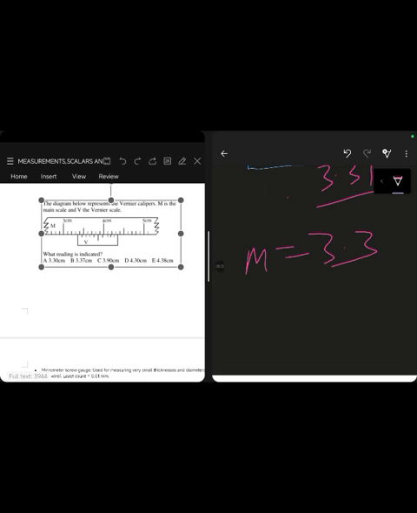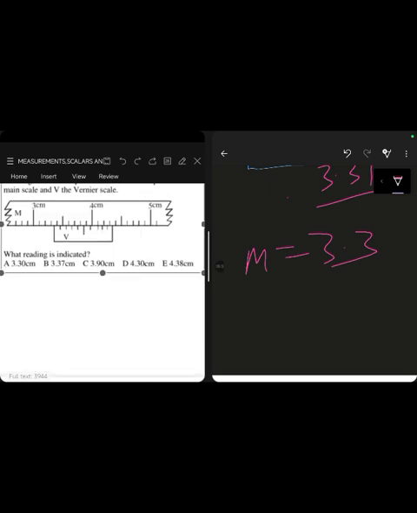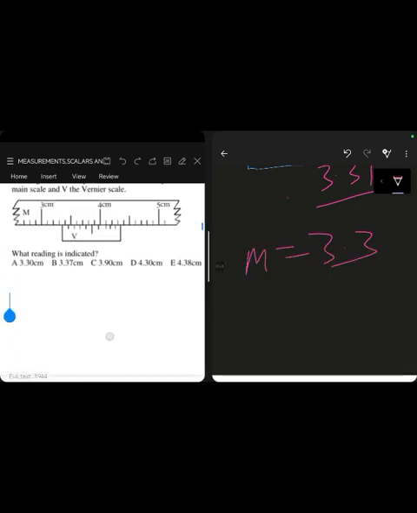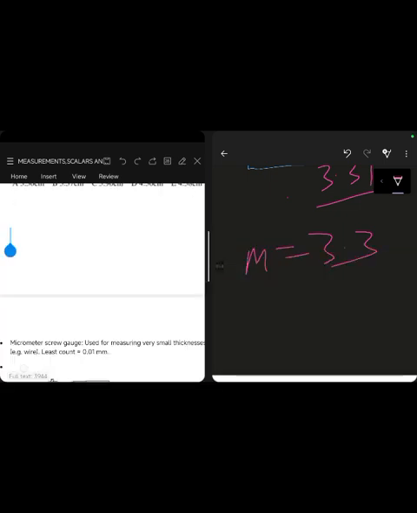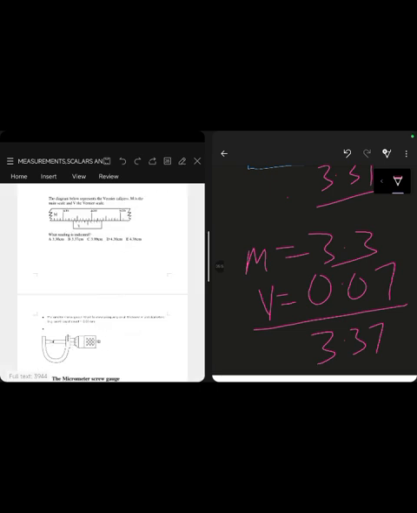Then if you check the point where it coincides with the scale, here is 5, here is 6, and then here is 7. So it's at the 7th mark that it coincides. So that point is going to be 0.07 on the vernier scale. So adding it, I have 3.37.